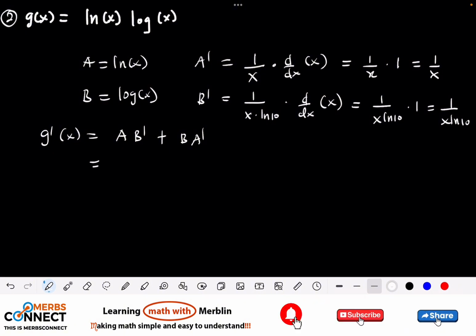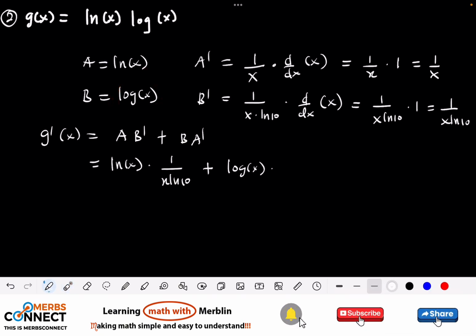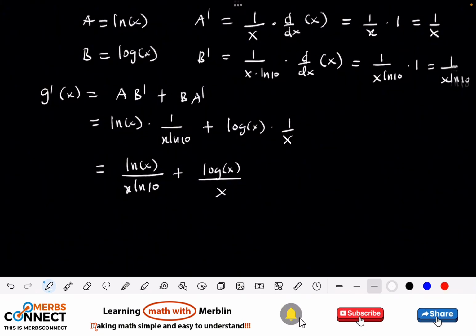So what is a? A is ln of x. What is b prime? B prime is what we have here, which is 1 divided by x ln of 10, plus what is b? B is log of x. So log of x times what is a prime? A prime is 1 over x. So we are going to have 1 over x. We can stop here, but if I want to simplify, I can write this as ln of x divided by x ln 10 plus log of x divided by x. So this is what I'm going to get.